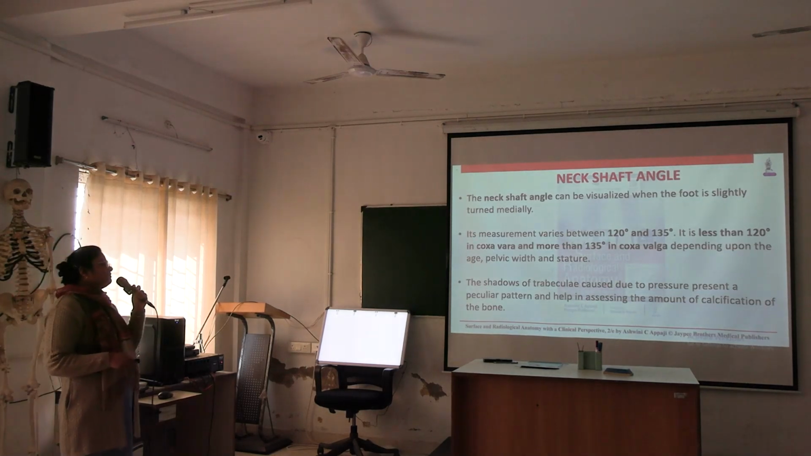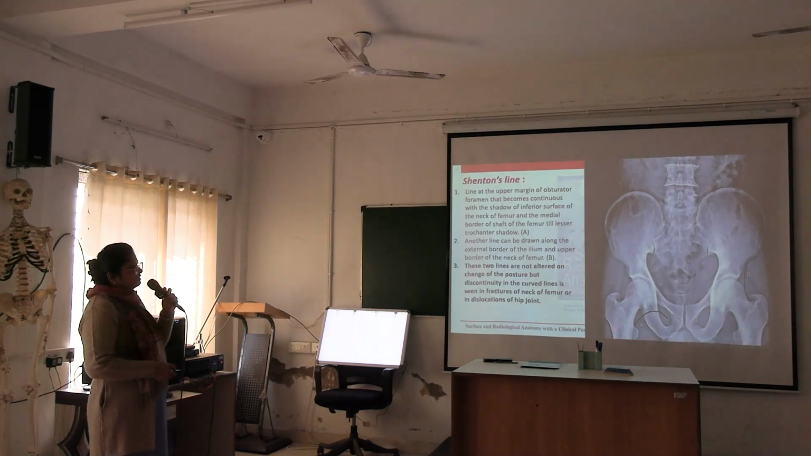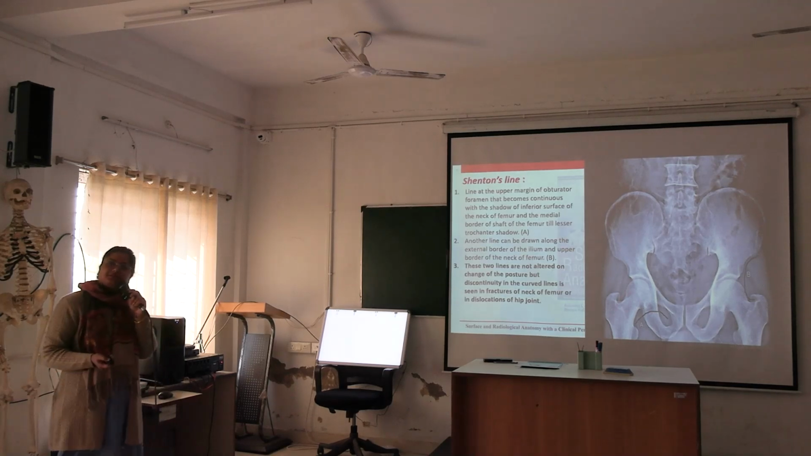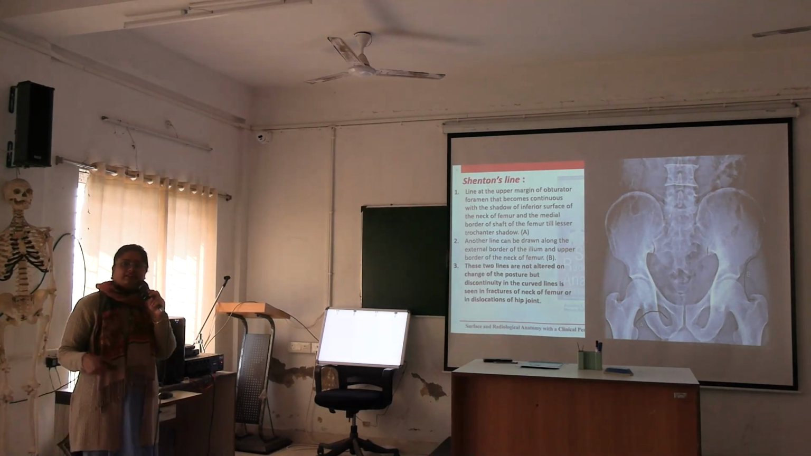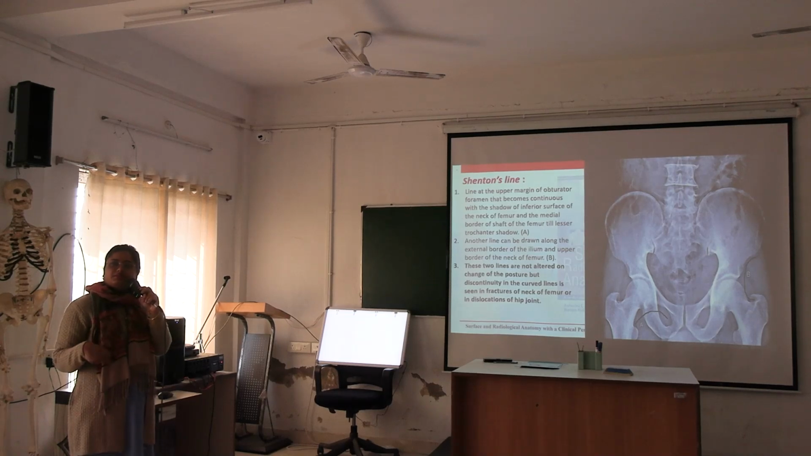The shadows of trabeculae caused due to pressure present a peculiar pattern and help in assessing the amount of calcification of the bone. See here this linear pattern. This linear pattern is showing the trabeculae. When it is more white, there is more calcification. When it is more black, there is less calcification. In elder females, generally during osteoporosis, this whiteness will decrease. It will be more radiolucent, more black.